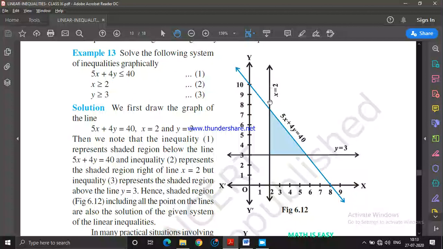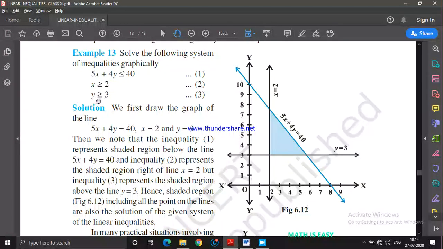So this straight line will represent the line x equals 2. x equals k is a line which is parallel to the y-axis. So this is the line x equals k. When I say greater than 2, it means the right side. This entire thing will be the solution side, on the right side of this line.